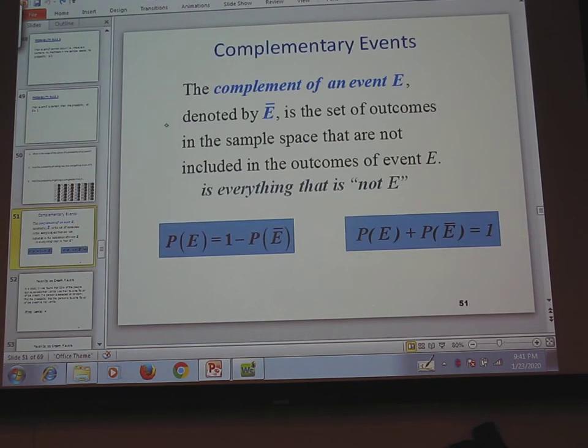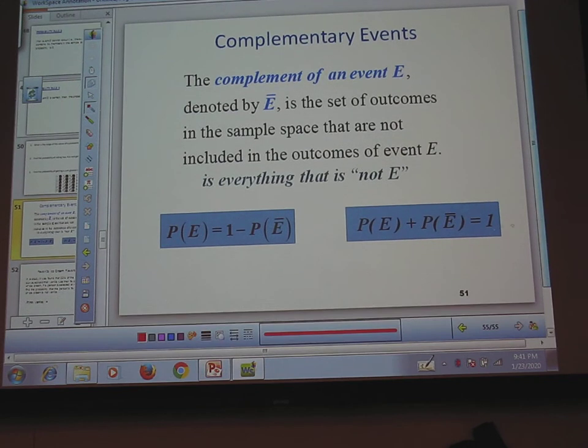Complementary events. The complement of an event E, denoted by E bar. Mathematicians are not very original. E with a bar over it, E bar, is a set of outcomes in the sample space that are not included in the outcomes of event E. In other words, E bar is everything that's not E. It's also written like this: E complement, with a little C in the corner.